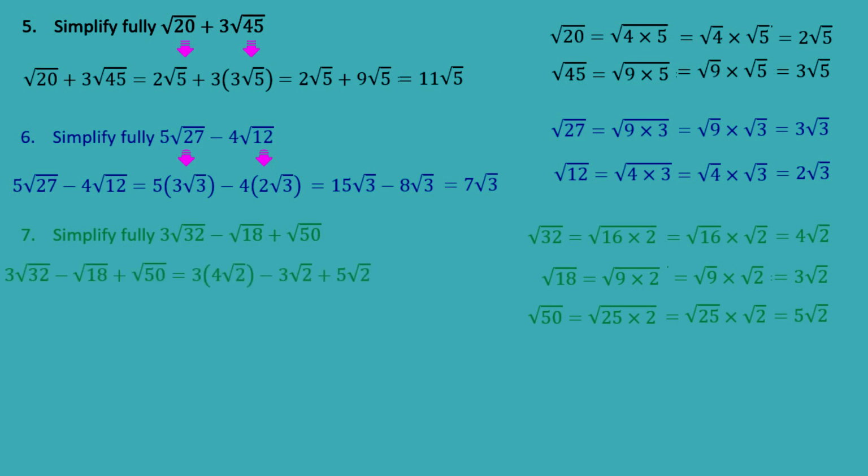Replace all the roots in the calculation. Multiply out the bracket, 3 times 4 is 12. We now have 12 root 2, minus 3 root 2, plus 5 root 2. 12, minus 3, plus 5, is 14, giving us a final answer of 14 root 2.